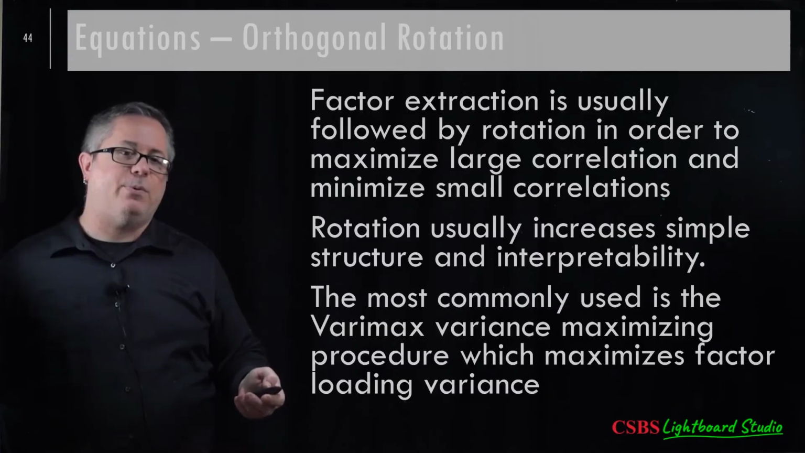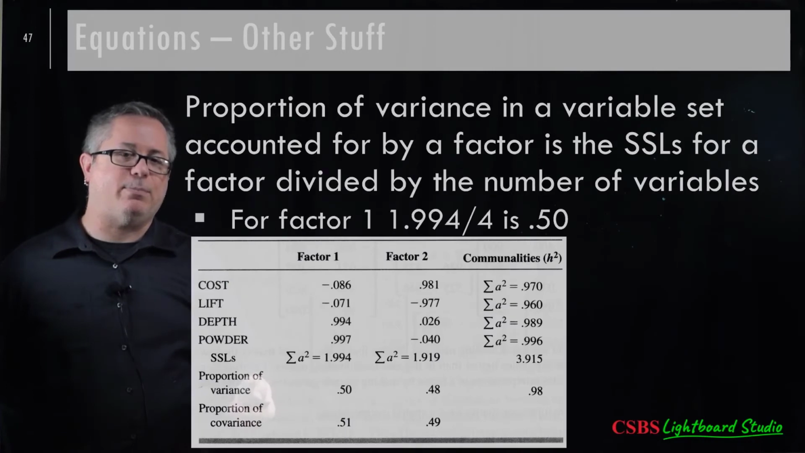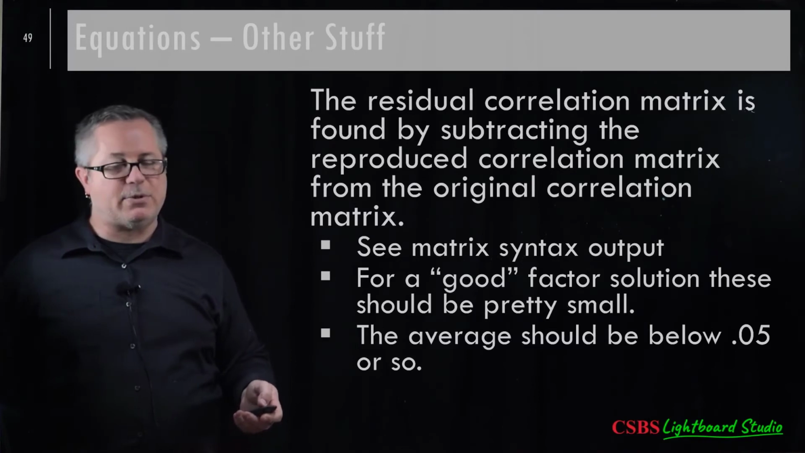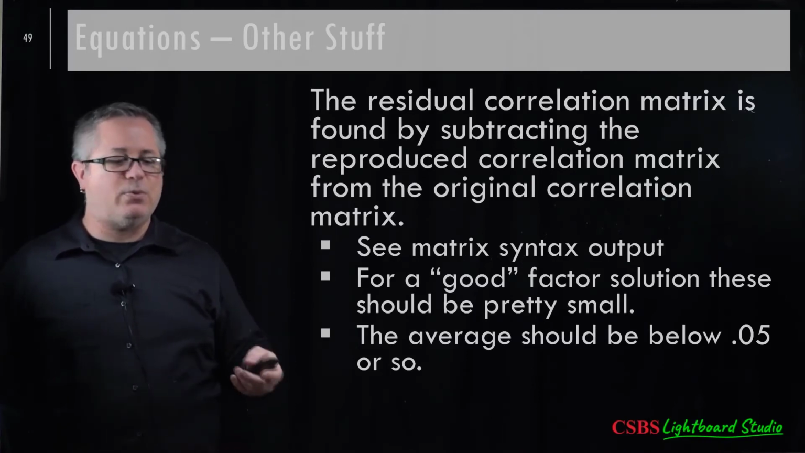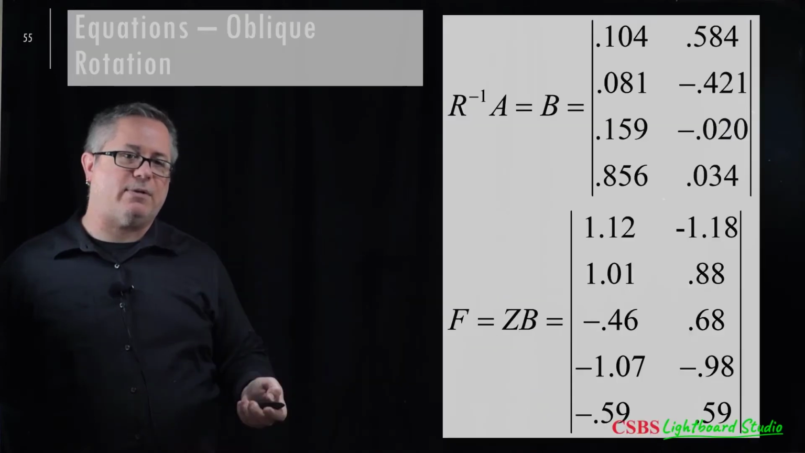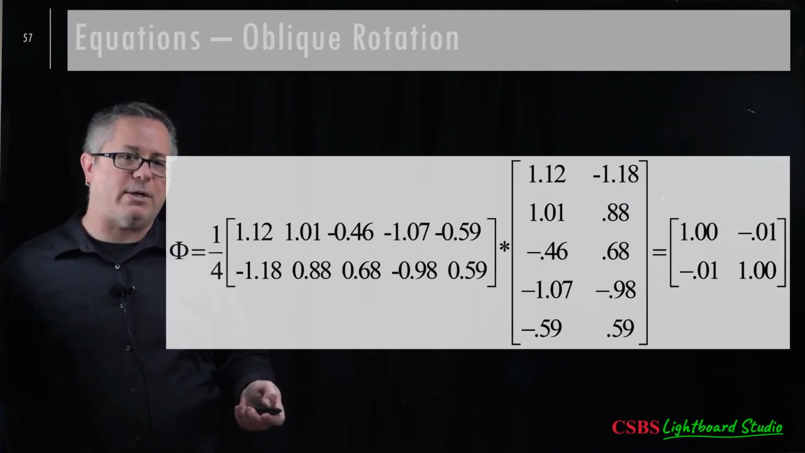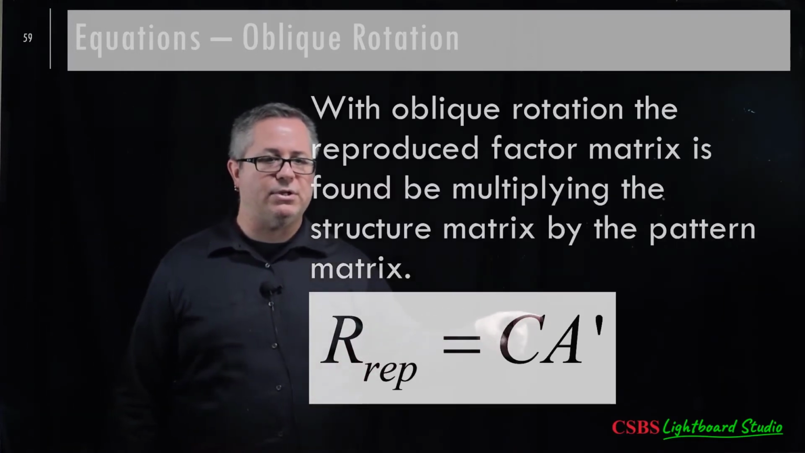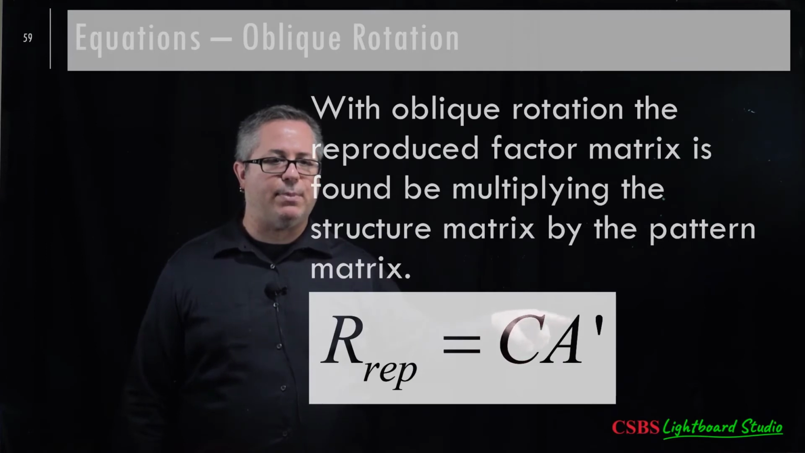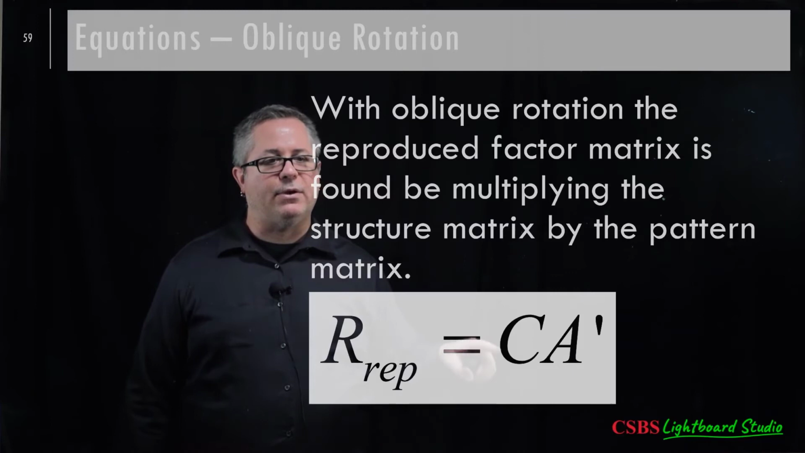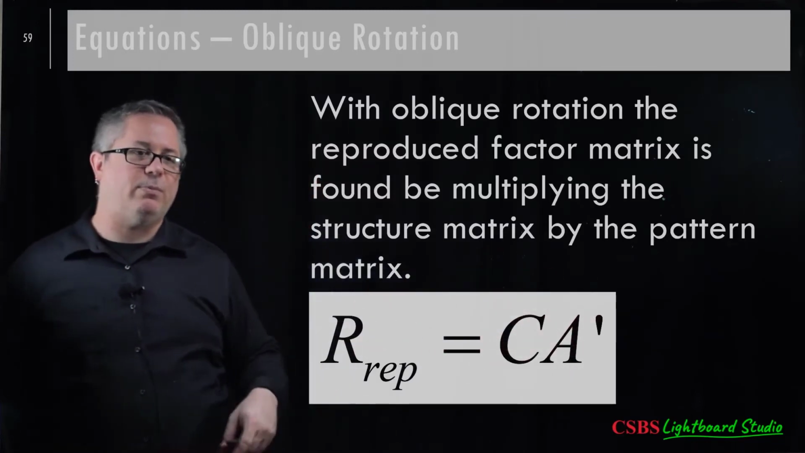All right. With oblique rotation, you can't just take your pattern matrix times your pattern matrix transpose, and you can't take the structure matrix times the structure matrix transpose. You can't do that to reproduce the correlation matrix. To get a reproduced correlation matrix, you have to take your structure matrix times your pattern matrix transposed, and that's how you get your reproduced matrix.